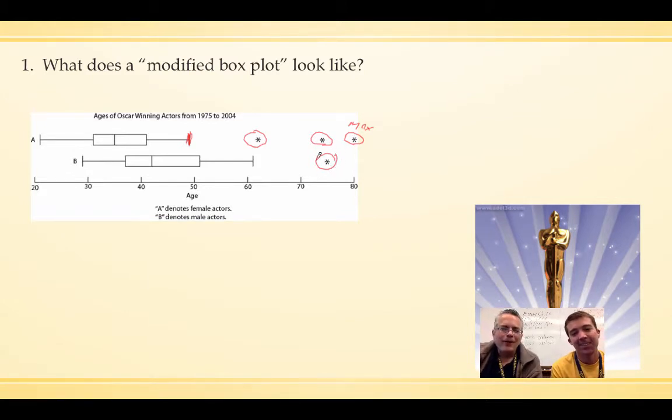So we have one outlier for the guys. This guy right here would be the next greatest one. This is the highest one that's not an outlier. So to make these graphs, we're going to have to learn how to compute what the outliers are.